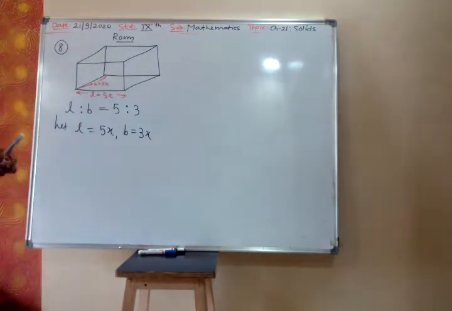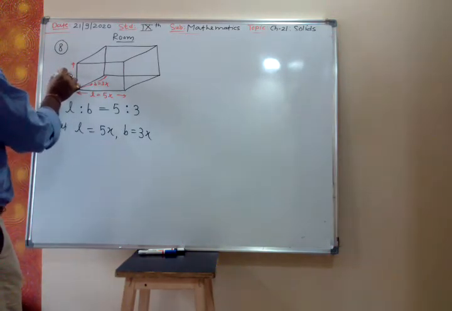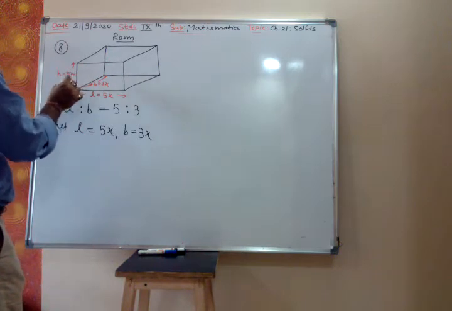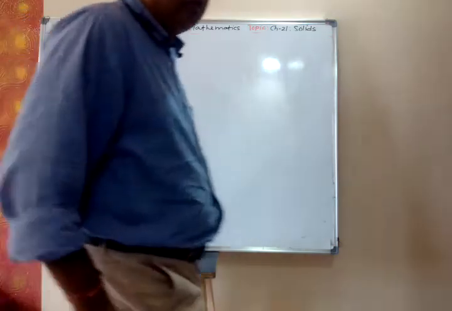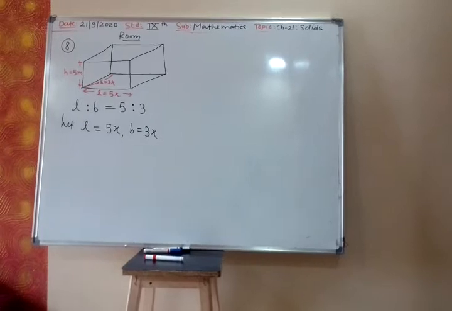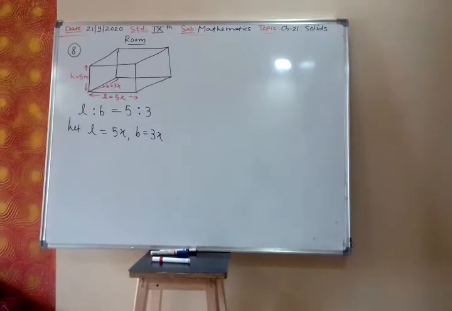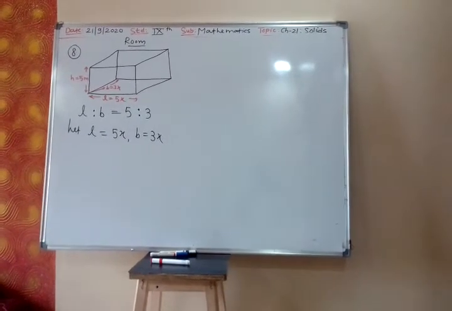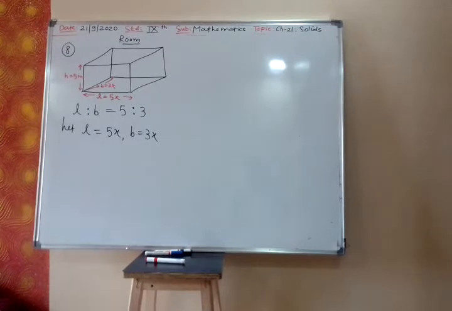The height is given, 5 meter. This is my height. Height of the room is 5 meter. Now it is clear, right? The height of the room is 5 meter. Correct? Okay.